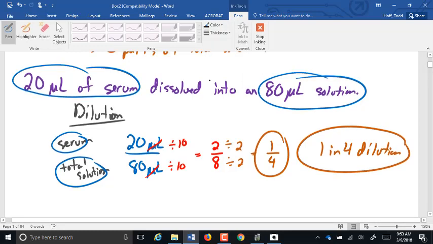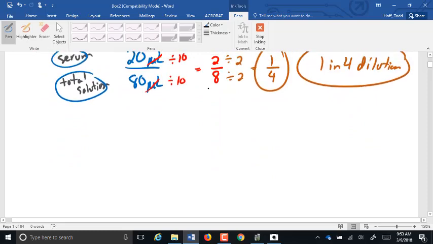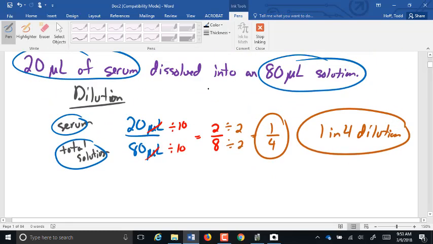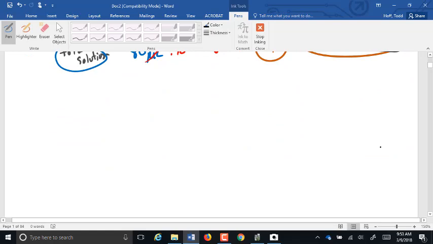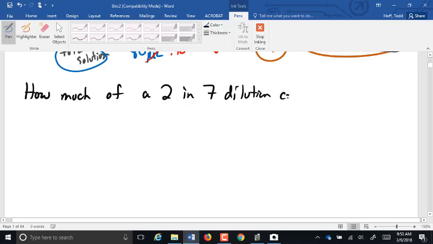Let's go the other direction with that. That's the answer for us to find. I didn't write it down, but I asked you to find the dilution. So that is a 1 in 4 dilution. If I ask you, how much of a 2 in 7 dilution can be created using 60 milliliters of serum?